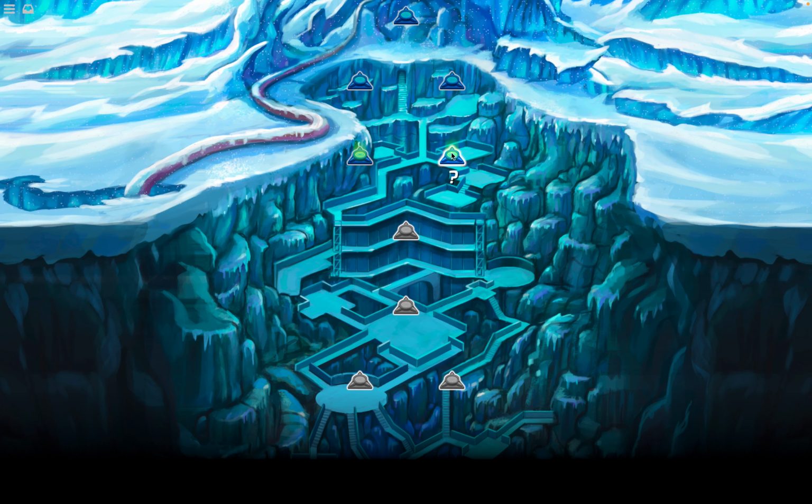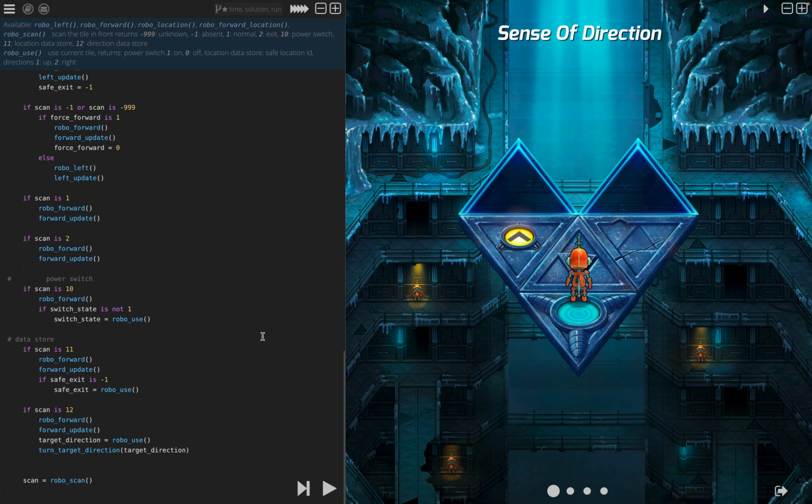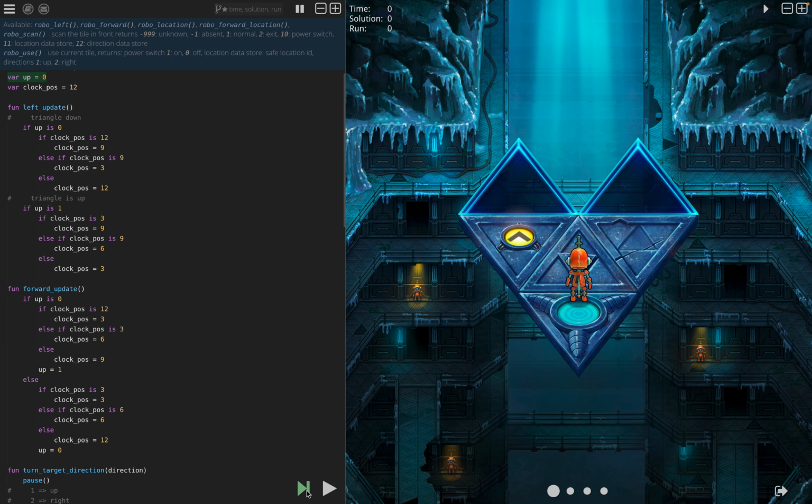This level is called sense of direction. The trouble with it is, you can see there are down-looking triangles and up-looking triangles, and the robot is positioned in between. So if it's a down-facing direction, then it's 12 o'clock, 3 o'clock, just imagine the clock, and 9 o'clock.